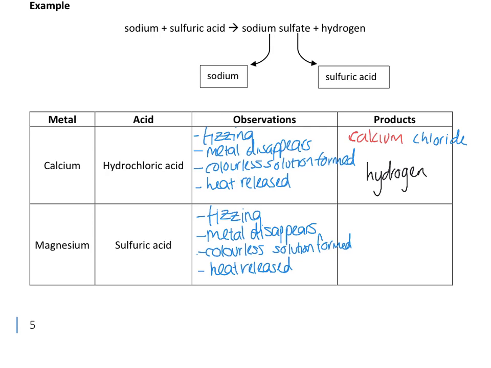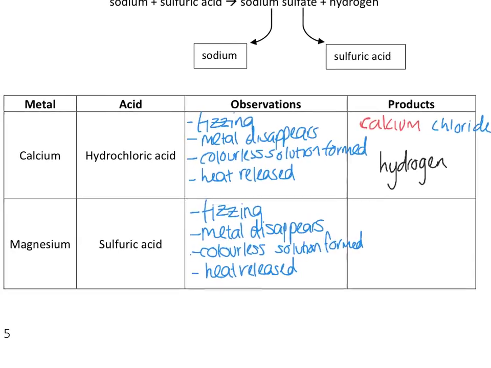So what do you notice here? The 4 observations that you have for magnesium and sulfuric acid are exactly the same as the 4 observations you had for calcium and hydrochloric acid. So learn these 4 observations and they will apply to any metal and any acid. But what will be different is the products that you form.